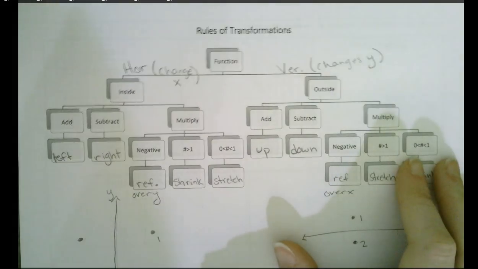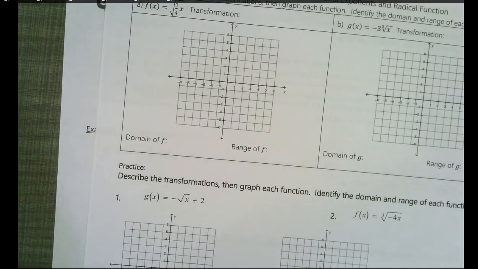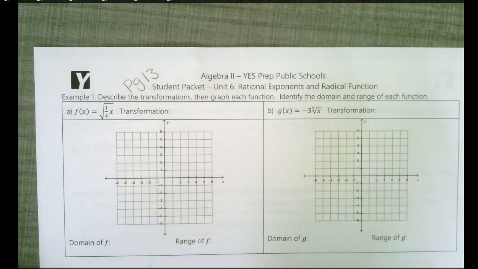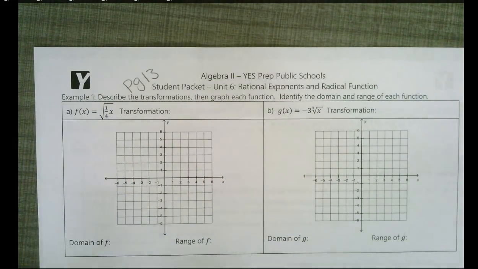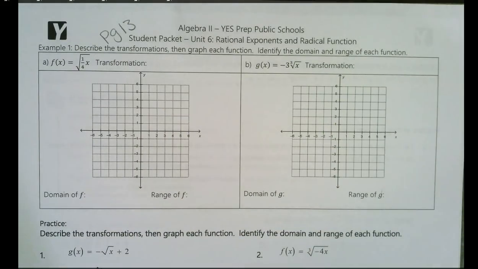Okay, so flip your pages over. We were on page 12. We're going to be on page 13 next. So this is page 13. Now we're going to be doing some example problems with this. It says to describe the transformations and graph each function, identify the domain and range of each function.